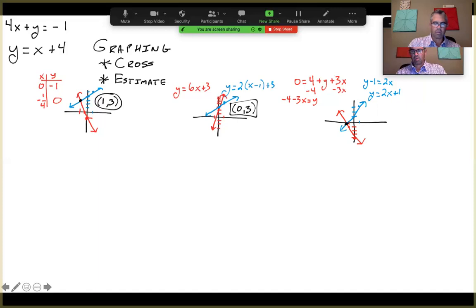The way my graph looked, it wasn't exactly on the x-axis, so I'm going to estimate this point. To me, this looks to be about negative 3/2, comma 1/4. I'm confident that's not the right answer, but again, remember that the graphing method is really just a method for estimating. So there's 3 problems that worked out nicely.